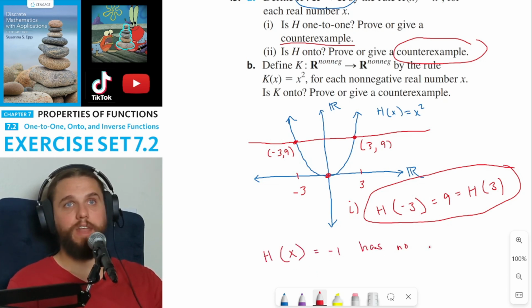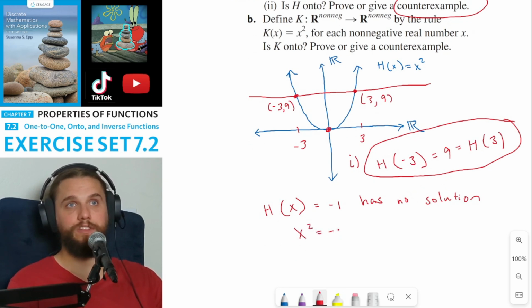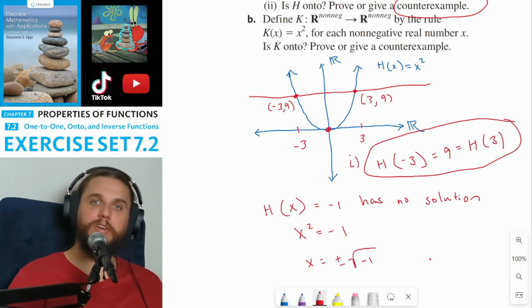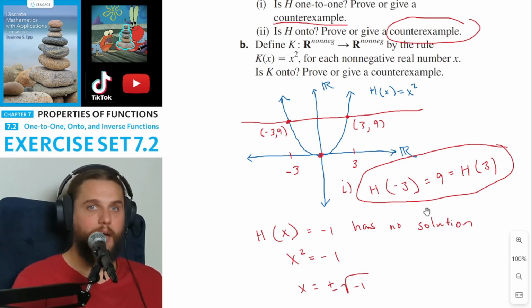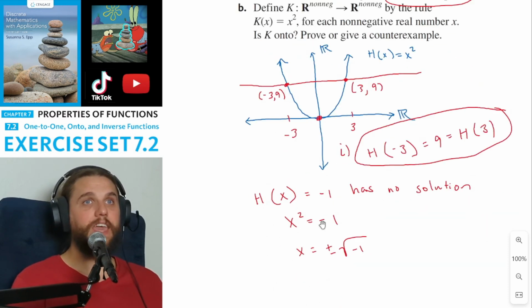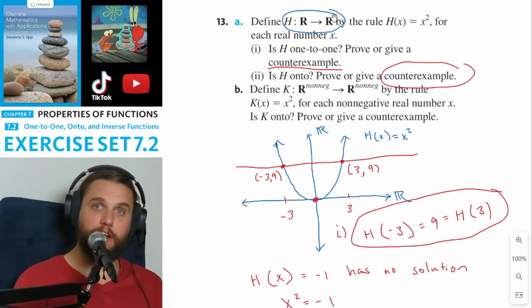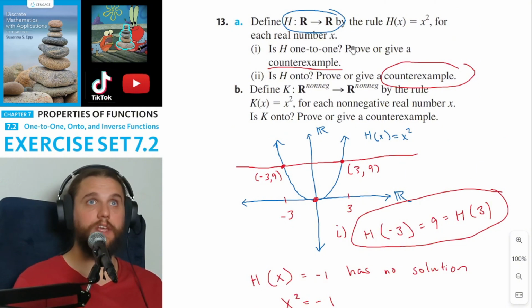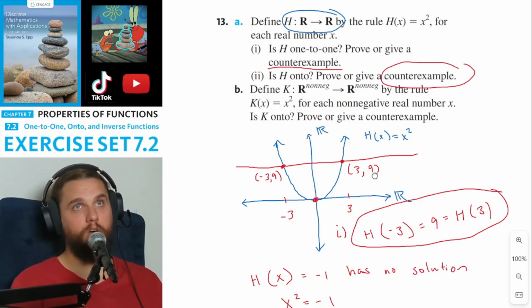h of x equals -1 has no solution. And the reason is simple. It's because if we set x squared equal to -1, then there's no solution to this. This would be x equals plus or minus the square root of -1, but you can't take the square root of -1, at least in this class, which means that there are no x values in the real numbers specifically that give an output of -1, even though -1 is in our codomain. So there are elements in our codomain that are not outputs of the function, and so it's not onto. So this function is neither 1 to 1 nor onto.